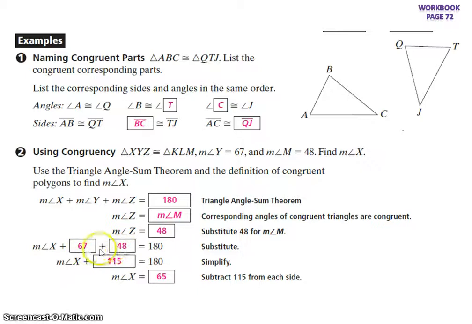Solving this algebraically, 67 plus 48 is 115. So the measure of angle x plus 115 equals 180. You subtract 115 from both sides, and you find out that the measure of angle x is in fact 65 degrees. So moving on.